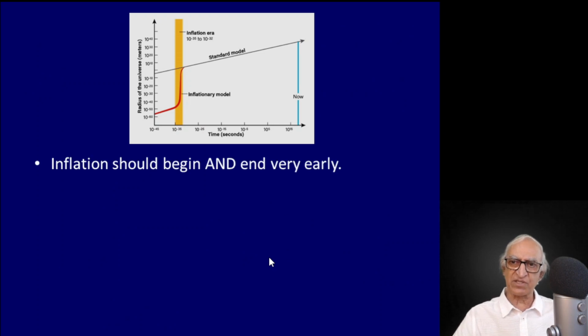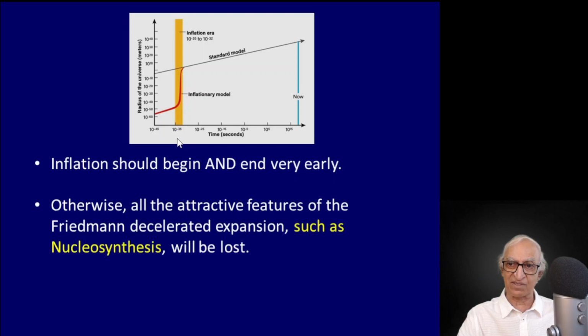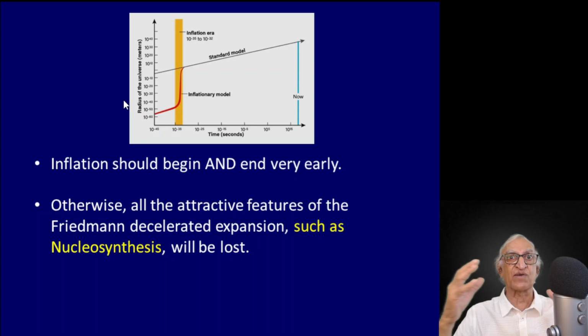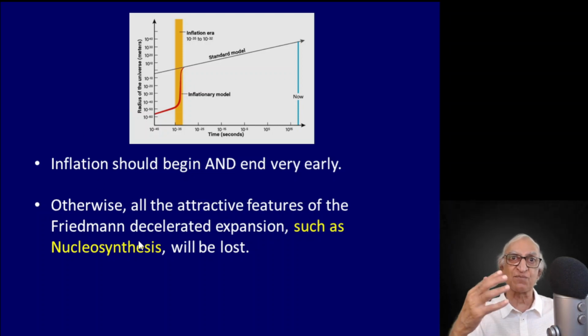Now, the important thing to appreciate is that this inflation, this exponential expansion, should begin and end very, very early in the life history of the universe. It should end by the time the universe is around 10 to the power minus 35 seconds. Because if this expansion persisted for a very long time, let us say till the universe was 3 minutes old, or 180 seconds old, then all the other attractive features of the Friedman cosmology will be lost.